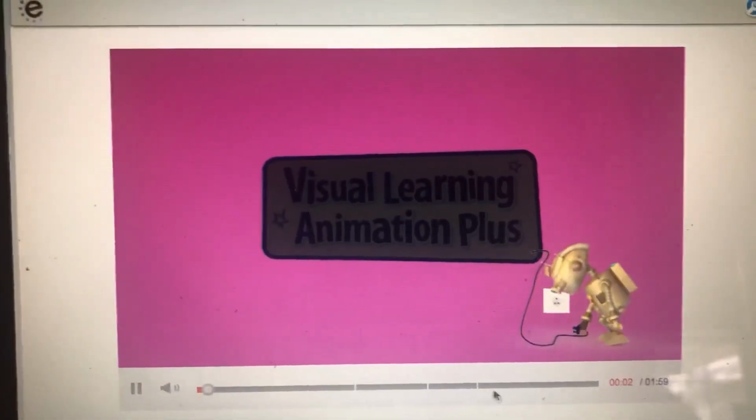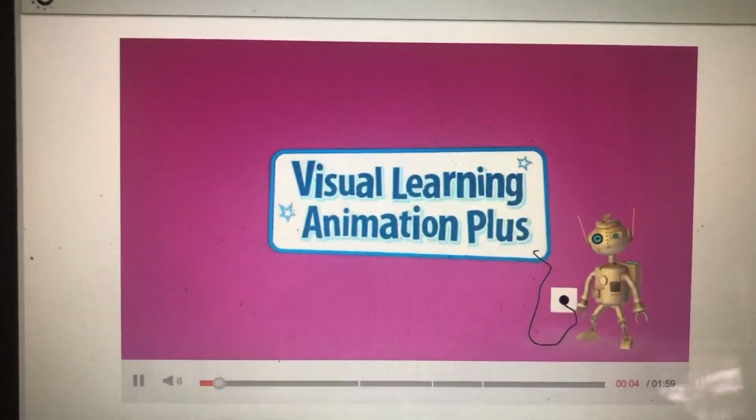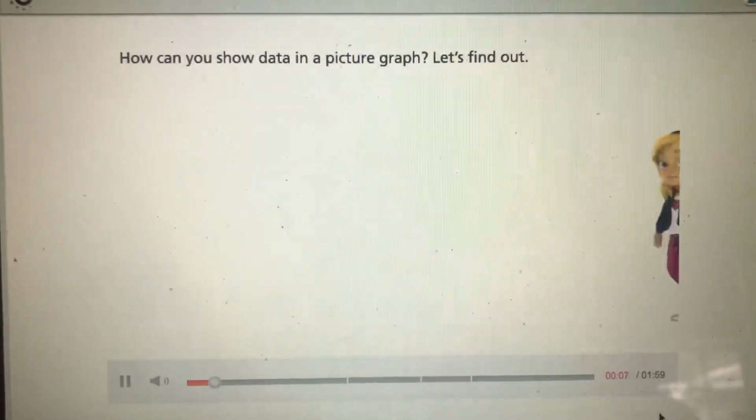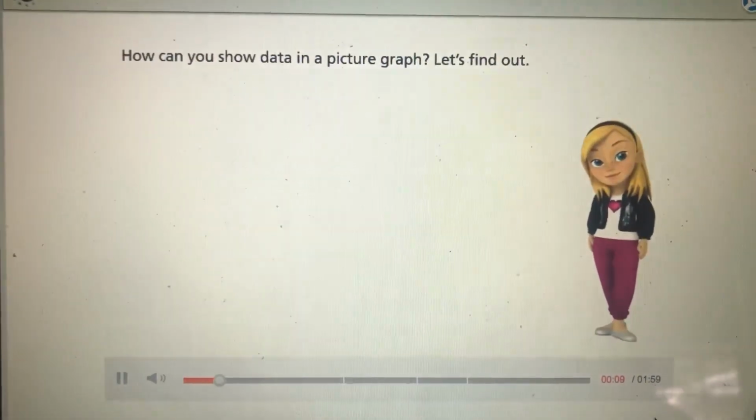Lesson 14.4. How can you show data in a picture graph? Let's find out.